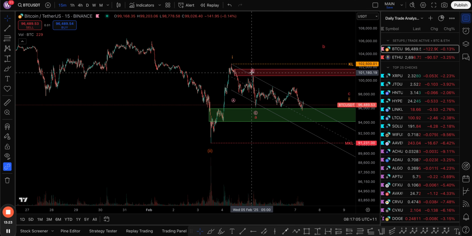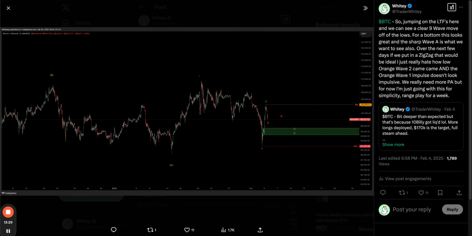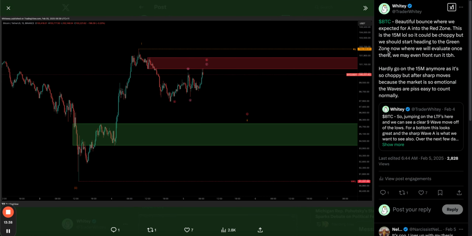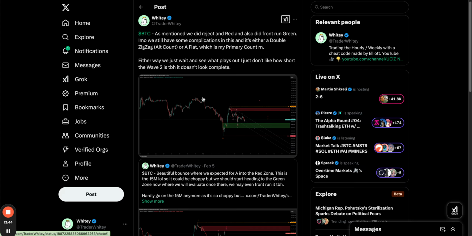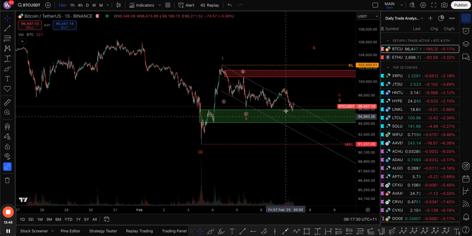We did end up getting this B wave up to the resistance. And then obviously we've come back down, and I did mention as well that we're probably going to front run the box. Obviously I did mention that we could front run it. We come up here and get the choppy PA, but we may even front run it as well. We did end up front running it, right? But the thing is, we have come back into it now.